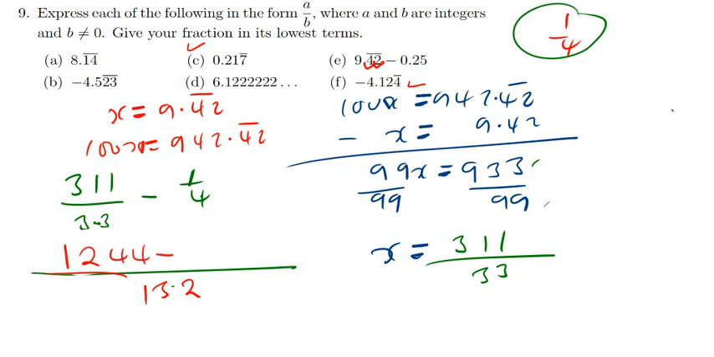Minus then 12, there it will be 33. 33 times that is just that, right? Then what? 1244 minus 33. Guys, this is the same as this. 1211 divided by 132.